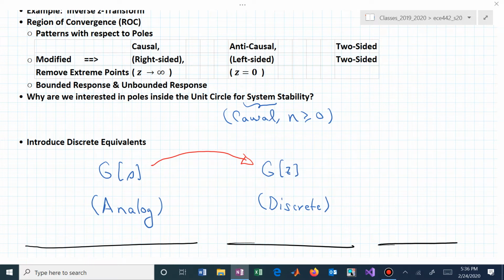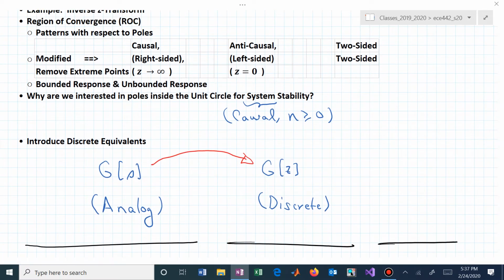In homework 3, if there is not a MATLAB section, you won't have MATLAB in homework number 3. Finally, unit 4 will be discrete equivalence.